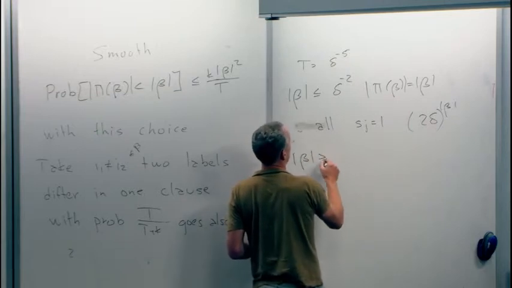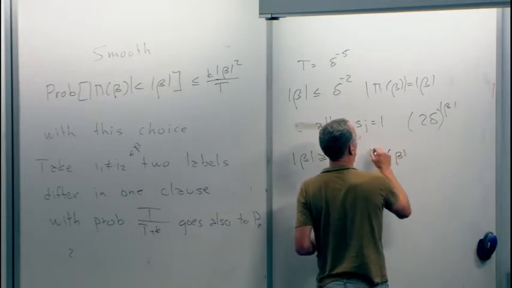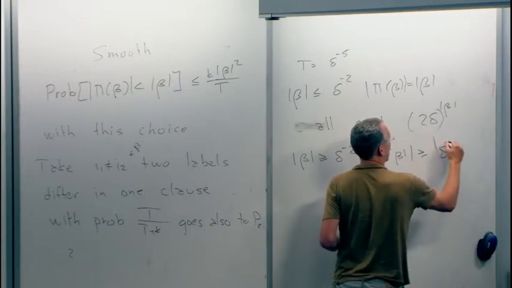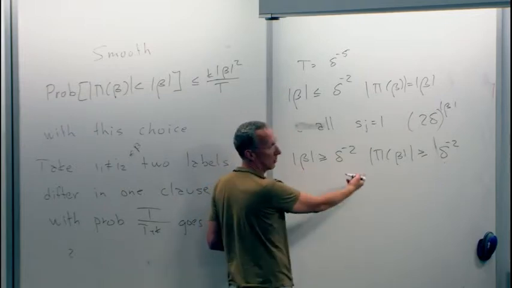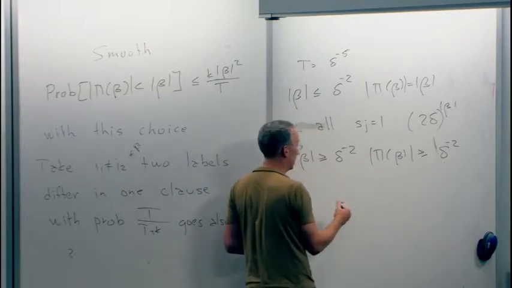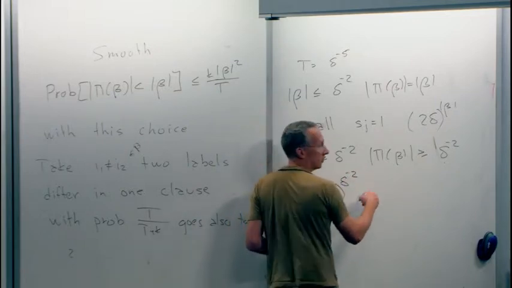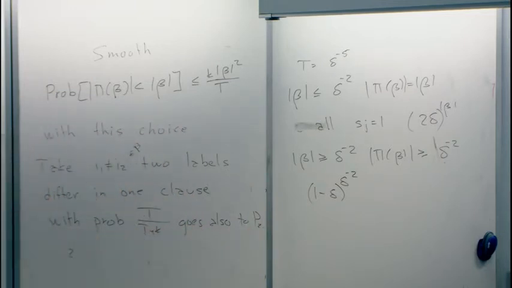And if beta is greater than this, then the size of pi of beta is greater than, not the thing itself, but delta to the -2. Take any delta to the -2 elements here, they probably project onto different things, so the projection is big. So then you have 1 minus delta to the -2, which is 1. Okay. Good. So now this is the easy term. Now we have to do the hard term.